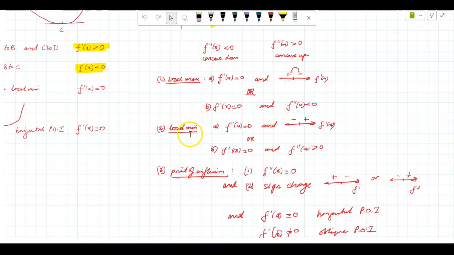Local minimum: first order derivative is equal to 0. And for the first order derivative sign, if you're drawing boxes, you should get minus first, then 0, then plus. So left to right, decreasing first and then increasing, it's a local minimum.